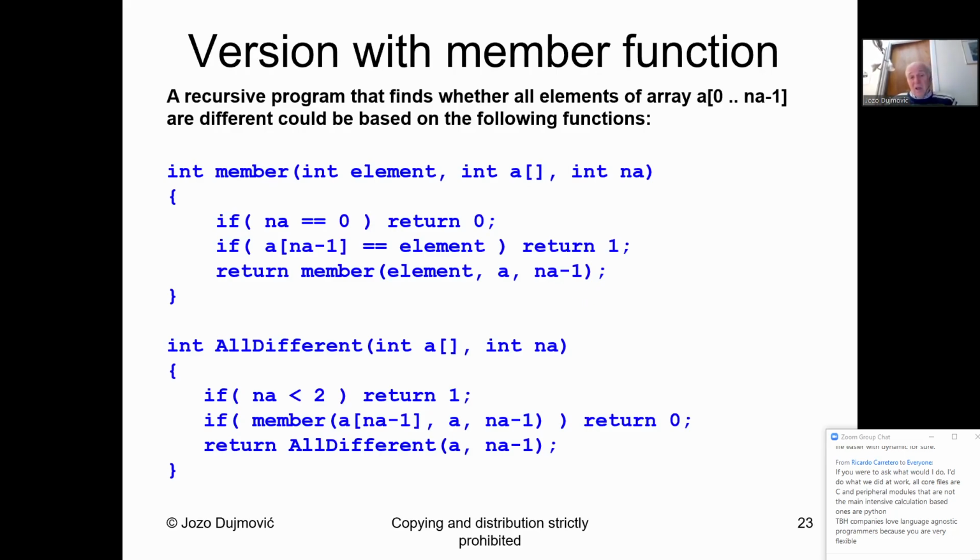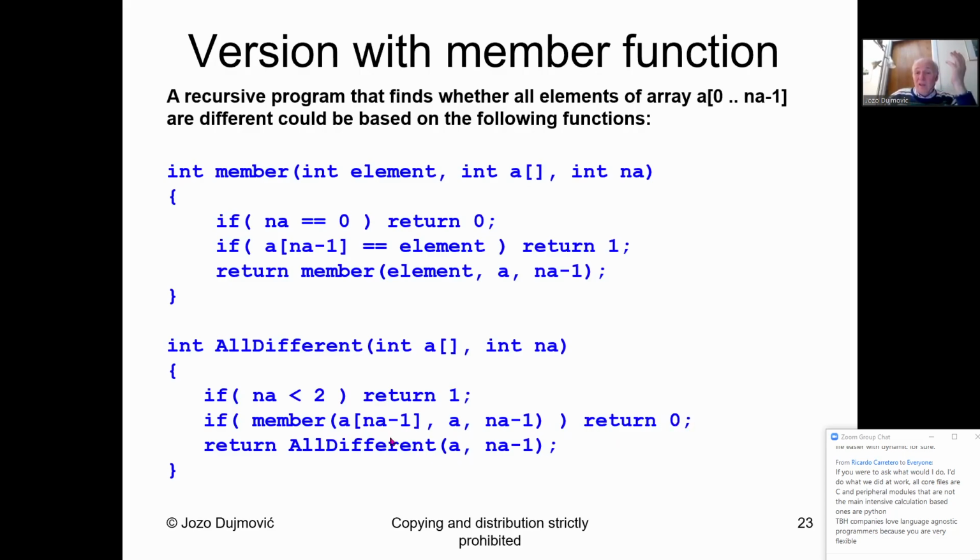On the other hand, you can do the same thing with all different. So if n is less than 2, return 1, because you have one component and all of them are different. Now, if the last component is a member of the array that has n-1 components, you return 0. So they are not all different. There is one that is a member. You must not be the member of the tail of the list. That's the point here. And return 0.